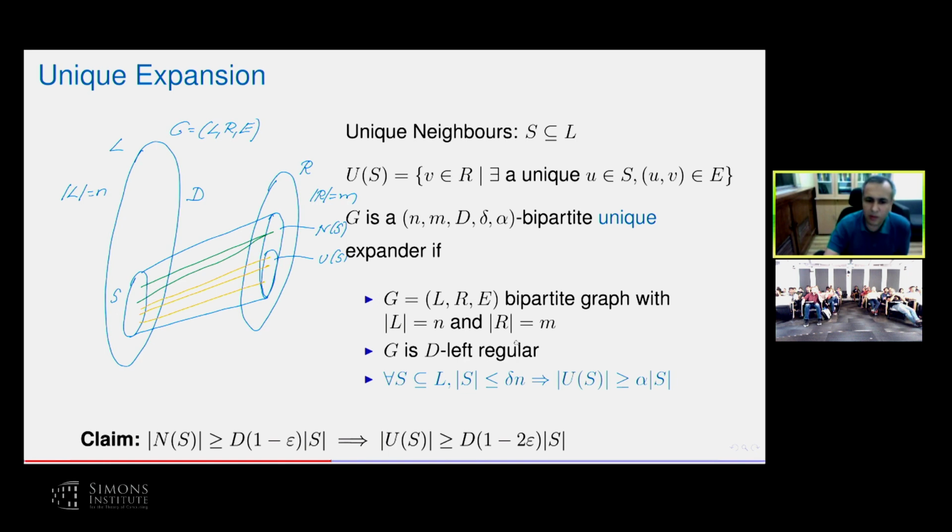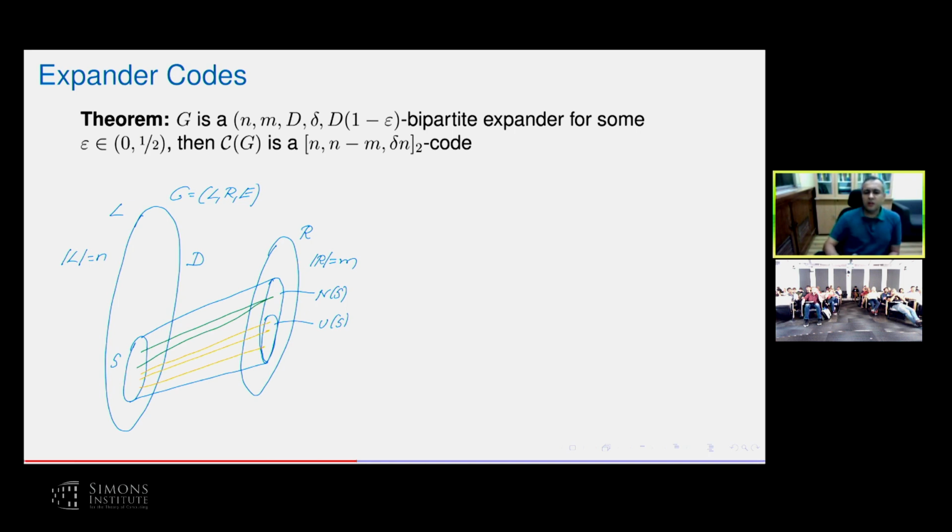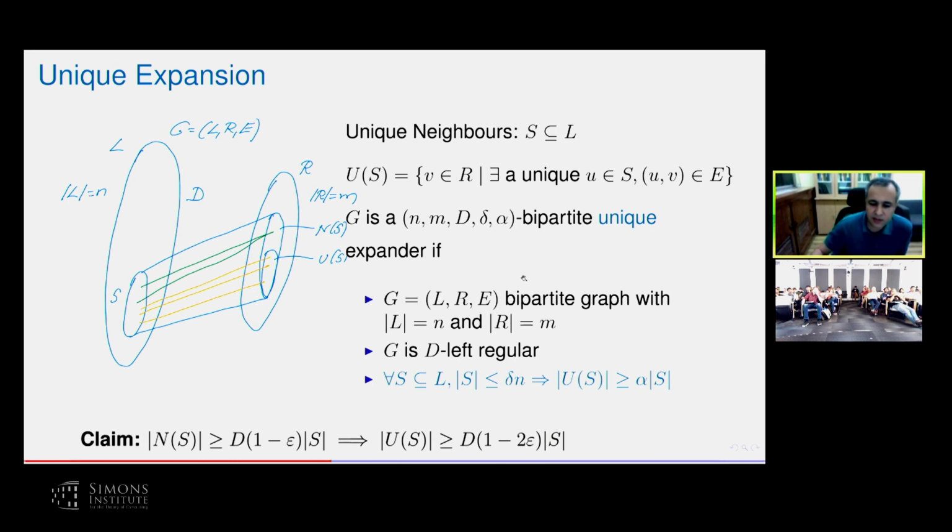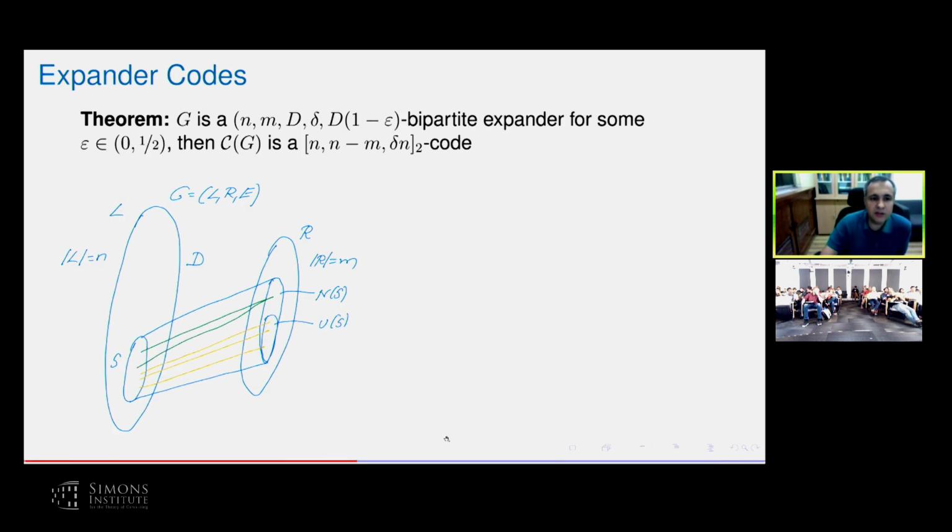Yeah, so back on the slides. So in other words, let's go back to this. In order for this last statement to make any sense, we need epsilon to be less than half. Otherwise, this is a meaningless statement. So I'm going to say that if we have an (n, m, D, delta, T, 1 minus epsilon) bipartite expander for some epsilon less than half, then it's an easy consequence of the fact that it's a unique expander to show that the corresponding graph has this property.